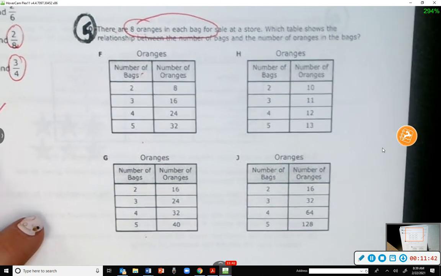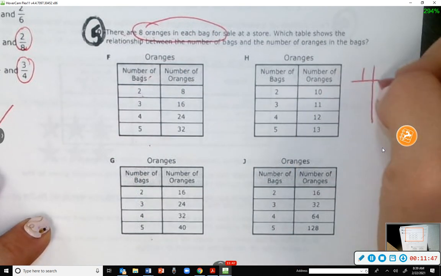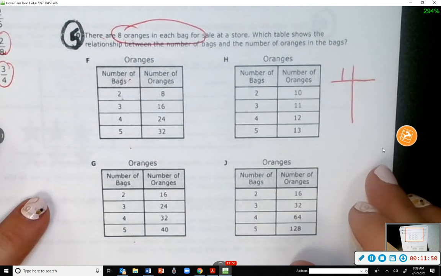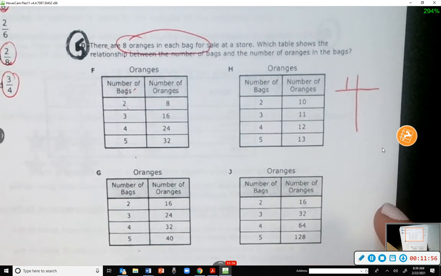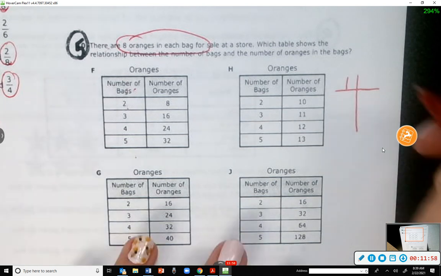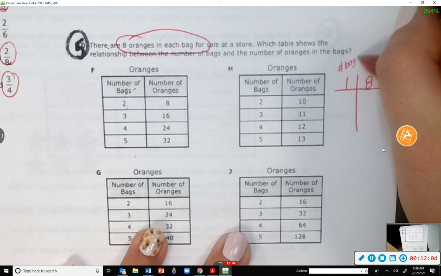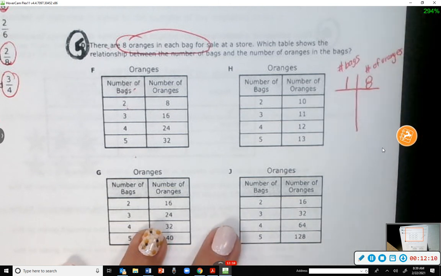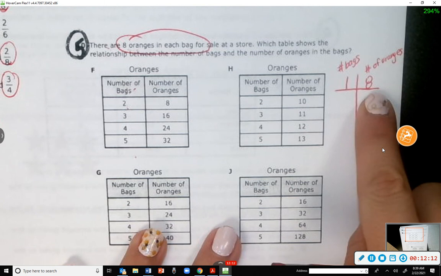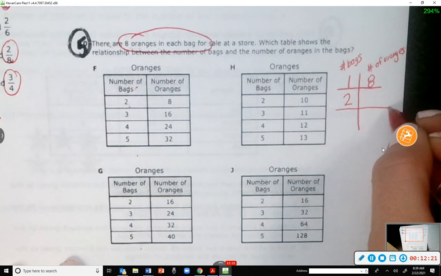Okay? So that tells me for the number of bags, if I have one bag, how many oranges are in it? If I just have one bag, how many oranges are in there? 8. Okay, so this side is the number of bags, and this is the number of oranges. Okay, one bag has 8 oranges. I don't see anywhere over here that starts with a 1. Okay, so let's go to 2. If I have 2 bags, how many oranges would that be?